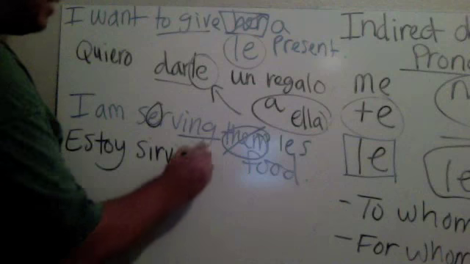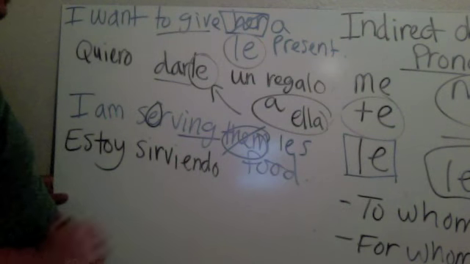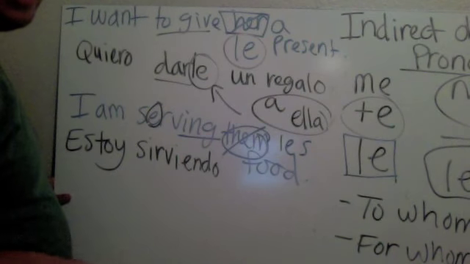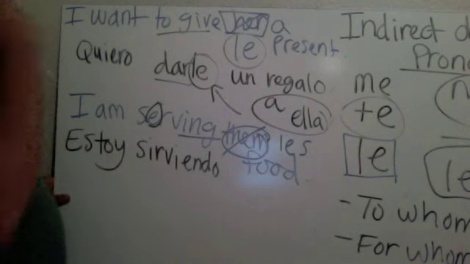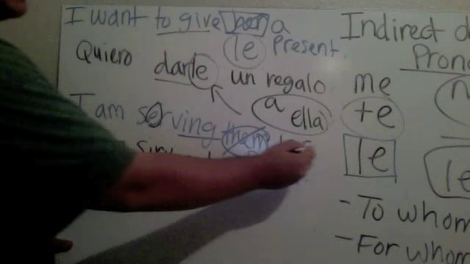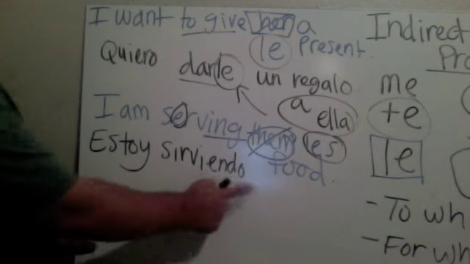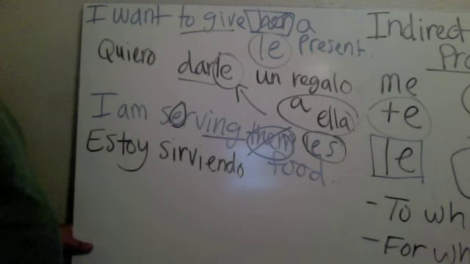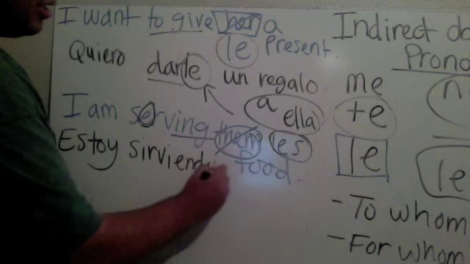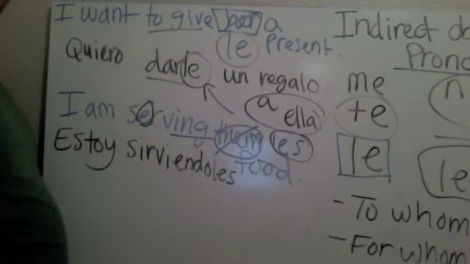estoy sirviendo. Now, if you don't remember how to form this, there is a video, or will be a video, about present progressive that you can check out. But that's not the really important part here. The important part here is we can place this les at the end of this, right? That's one of our options, to attach it to ando yendo. Let's do that. It's a very long word, but it's correct.